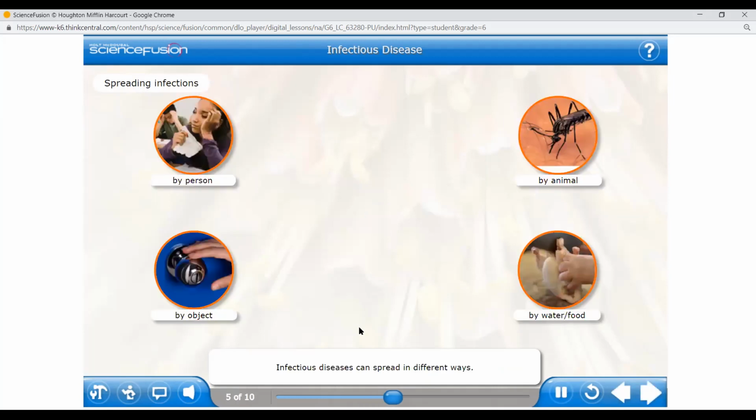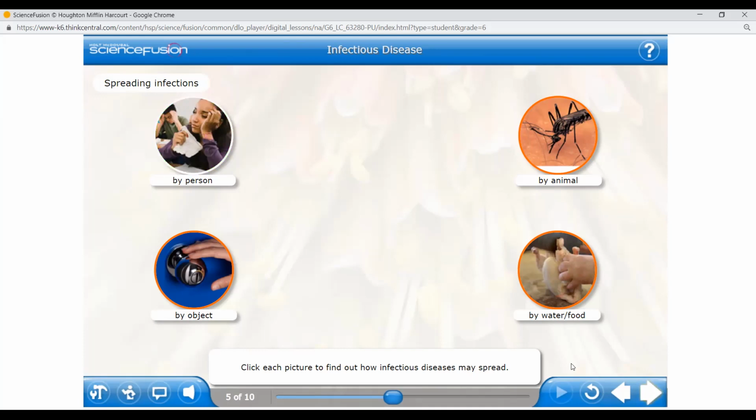Infectious diseases can spread in different ways. Click each picture to find out how infectious diseases may spread. So here they are given very good examples of how infections spread. It can be by some person. It can be by an animal like mosquitoes, small flies or some other animals. And you know, the hair of the cat, there are animals that infect a lot.